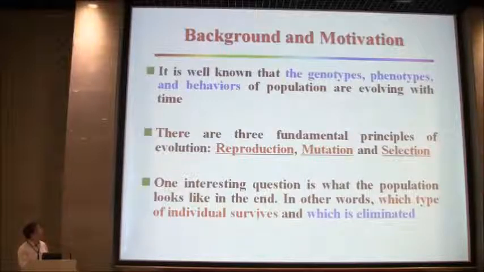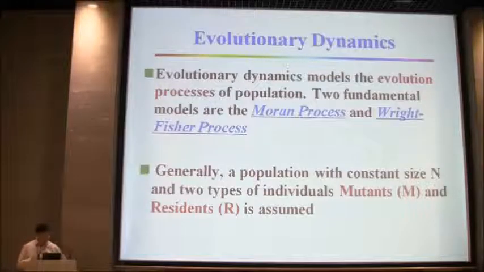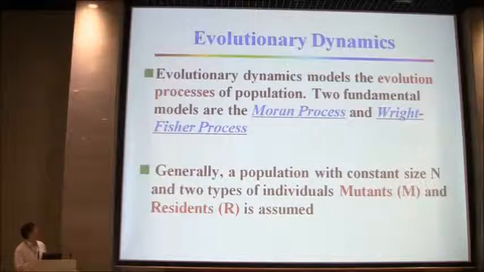As you know, the genotypes, the phenotypes, and the behaviors of a population evolve with time. There are three fundamental principles of evolution: reproduction, mutation, and selection. One interesting question is what the population looks like in the end. In other words, which type of individual survives and which is inhibited. This is what evolutionary dynamics studies.